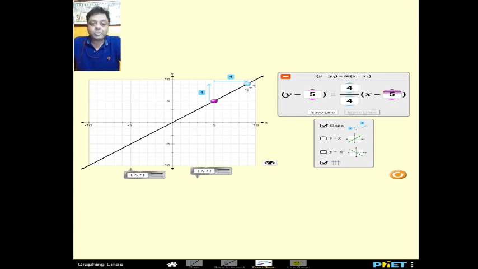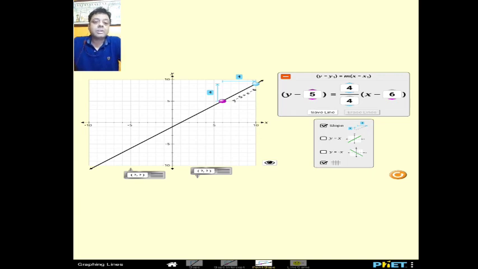Now I increase x1 to minus 6. You can see the x-intercept has become a little more than 0. But the y-intercept is minus 1.